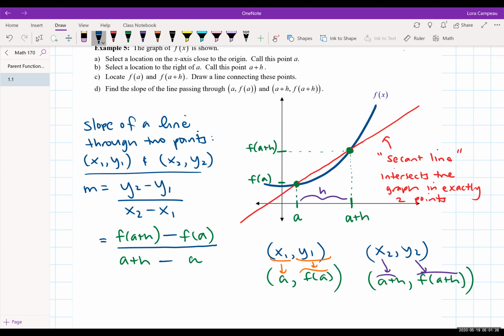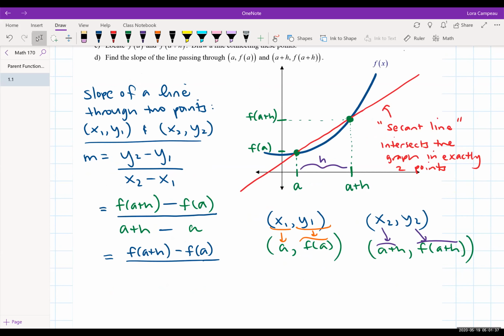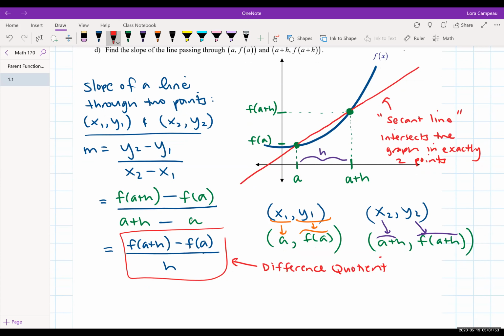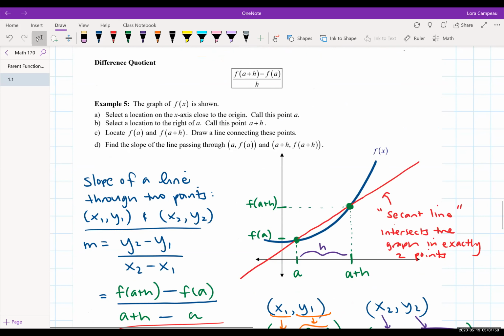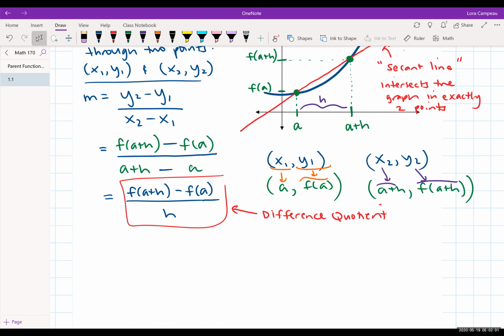If we simplify this just a little bit, we can't really do anything with the numerator because we don't really know what the function is. But we do know the denominators, the a's do cancel out, so we would have just an h. And that, my friends, is how we really came up with this difference quotient formula. If we look back at it, it's a nice way to help us memorize it. It's really just the slope of the secant line. So that's something really key.